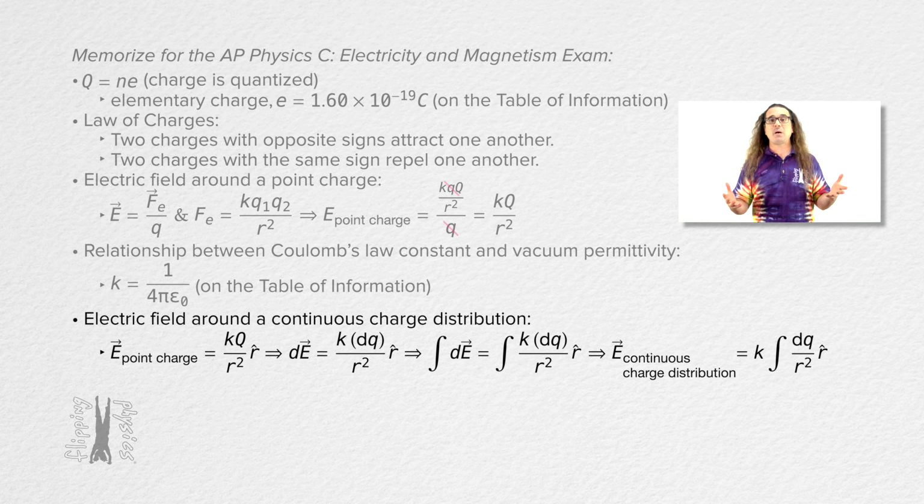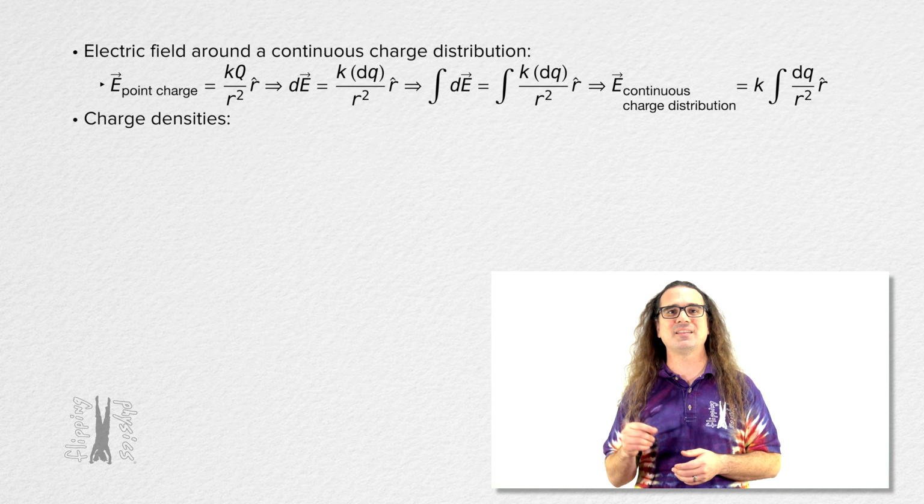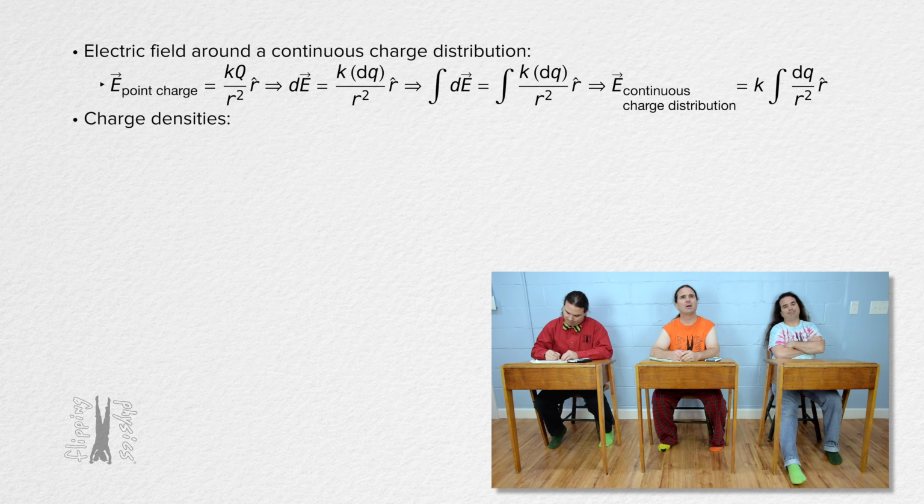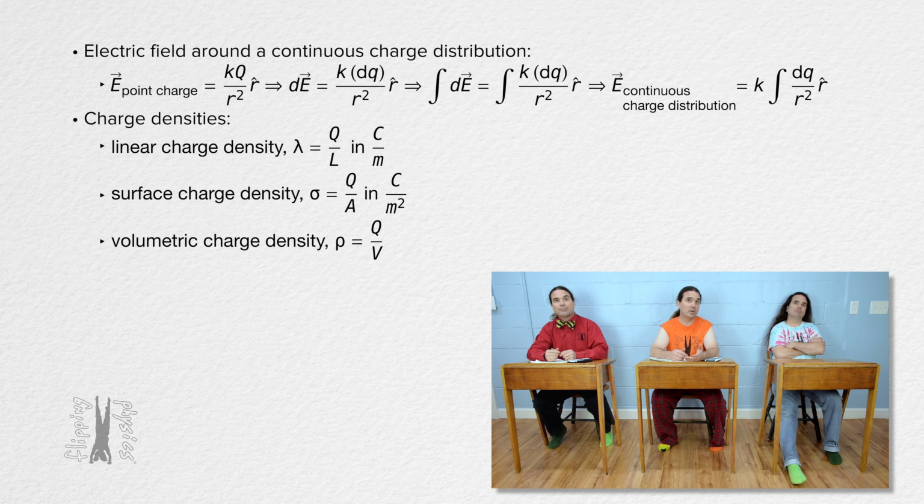Thank you, Billy. Bobby, please tell me the equations for all three charge densities and their units. Linear charge density lambda equals charge over length, and the units are coulombs per meter. Surface charge density sigma equals charge over area, and the units are coulombs per meter squared. Volumetric charge density rho equals charge over volume, and the units are coulombs per meter cubed.